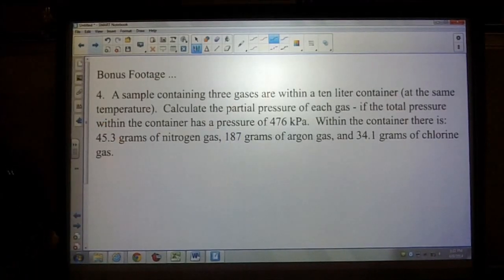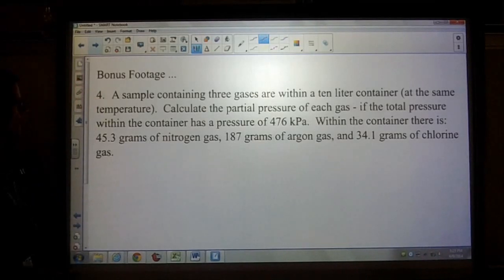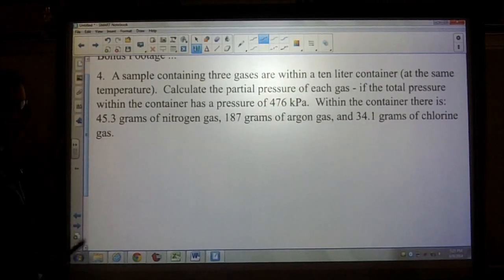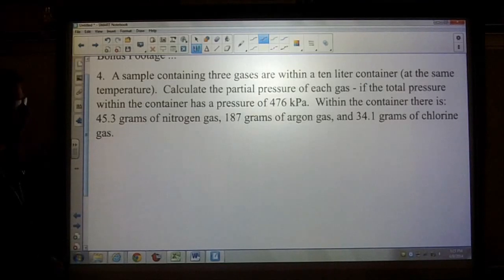All right, looks like we have some bonus footage here. Number 4 says a sample containing 3 gases is within a 10-liter container at the same temperature. Calculate the partial pressure of each gas if the total pressure within the container is 476 kilopascals. Within the container there are 45.3 grams of nitrogen gas, 187.87 grams of argon gas, and 34.1 grams of chlorine gas.